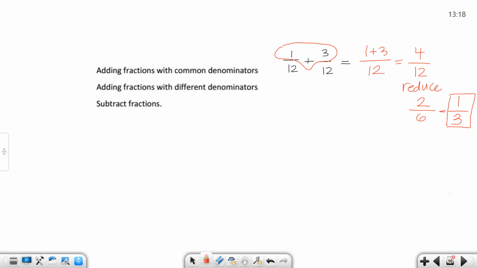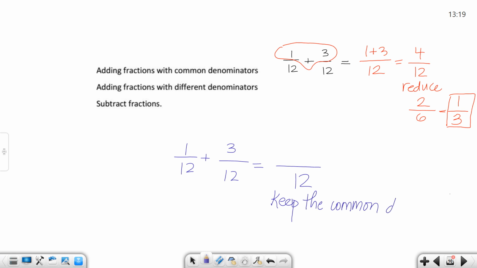So let's look at this one again. I have 1/12 plus 3/12. What I have to do first is make sure I have a common denominator, and I do. It's 12. So you keep the common denominator. Now all you'll do next is add across the top. So 1 plus 3 would give me 4. So 4/12 is a good answer, but it's not in its simplified form.